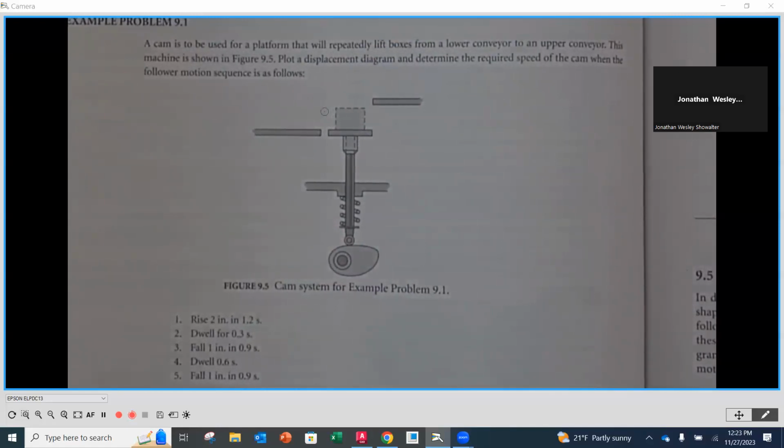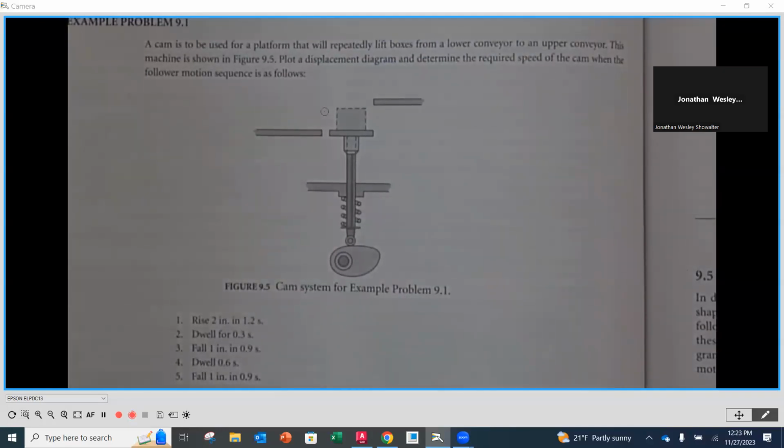It's to return the follower and to remain in constant contact with the profile of that cam. That is really important. That profile or that follower absolutely needs to do that. Okay. So springs are very common mechanisms that we use in order to do that. And yes, it's going to then allow this to go up and down.